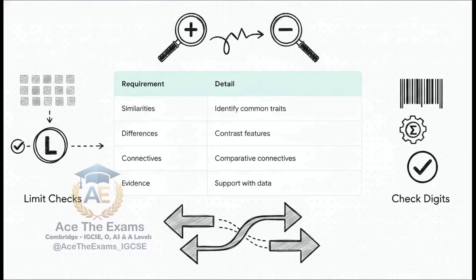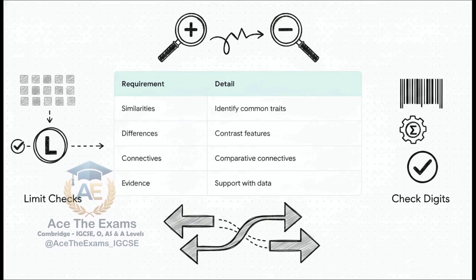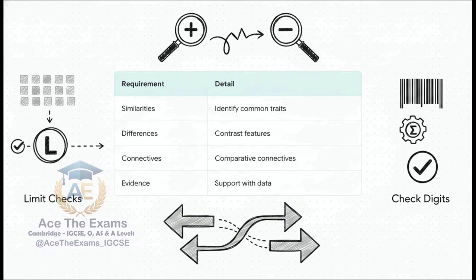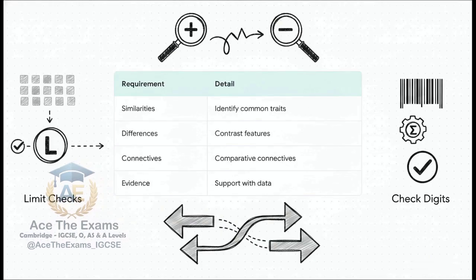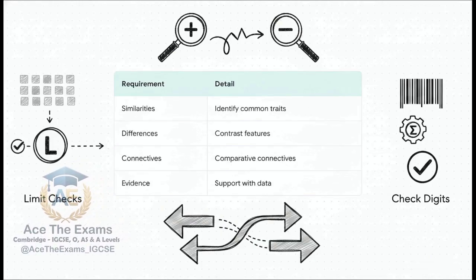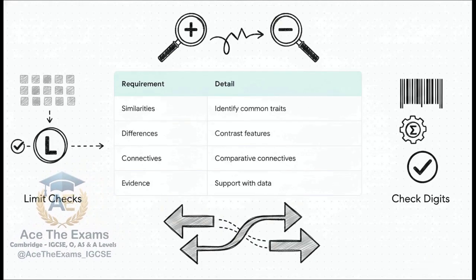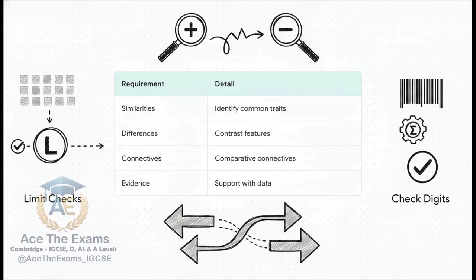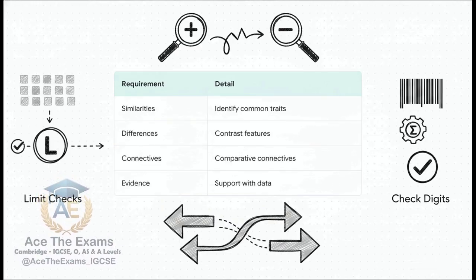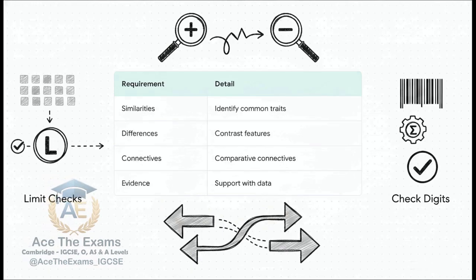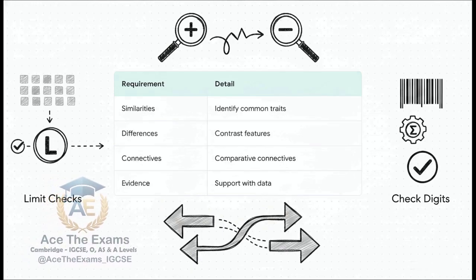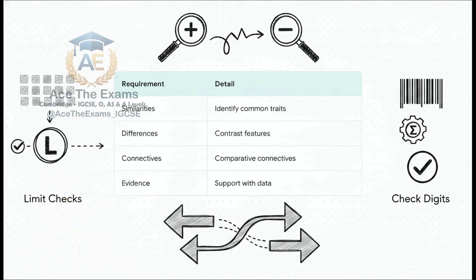When you get to the end of a paper, the command words change. They start asking you to compare or evaluate. For instance, evaluating limit checks versus check digits. The trick here is that you cannot just write 2 separate paragraphs defining each one independently. That's not an evaluation. Comparative analysis requires actively identifying similarities and differences simultaneously. You must use comparative connectives.